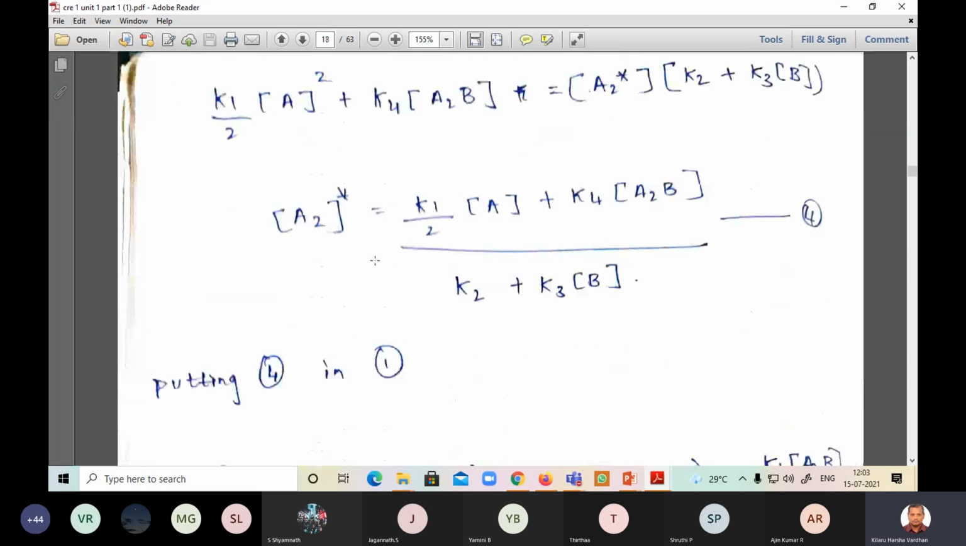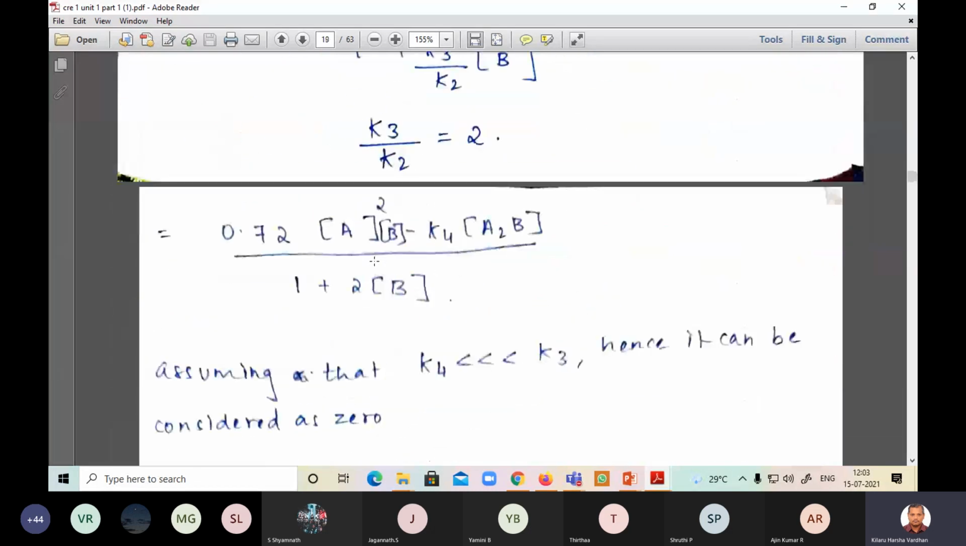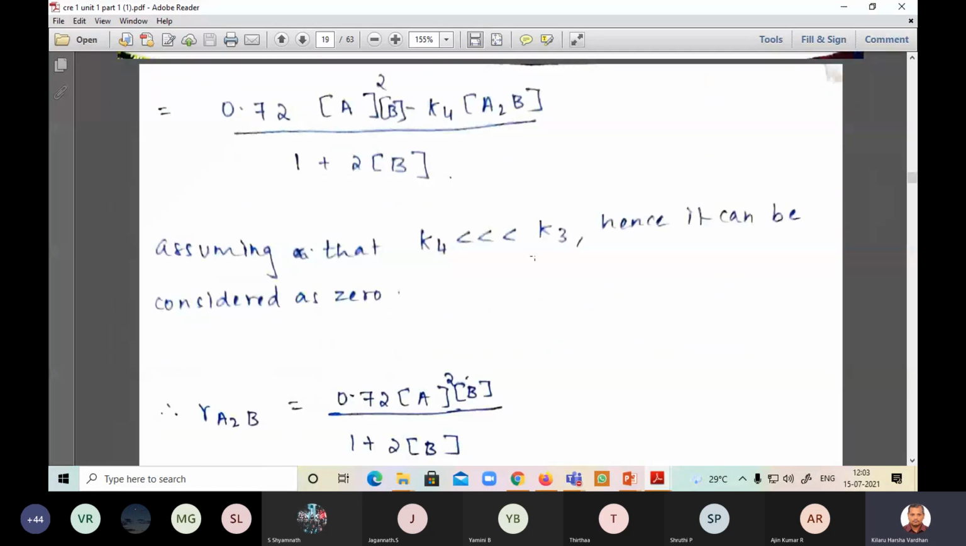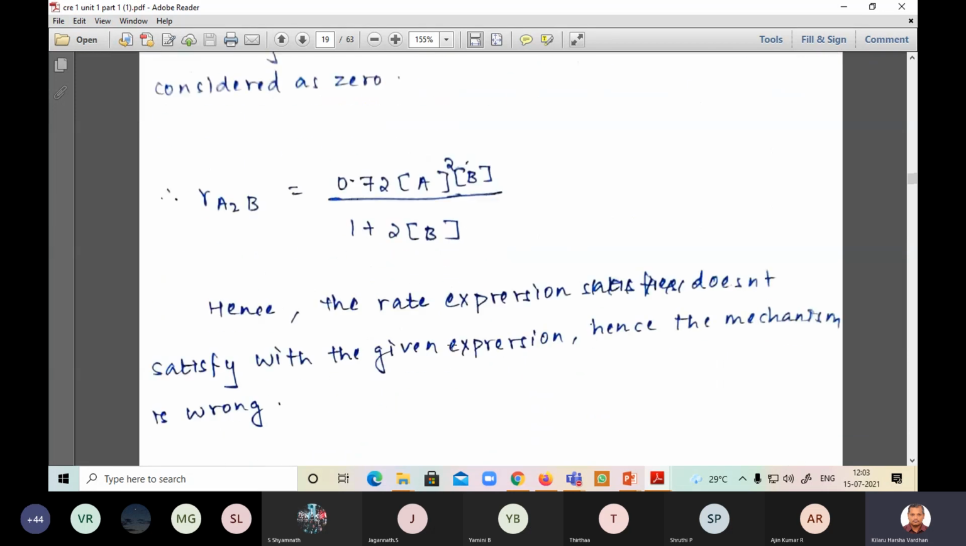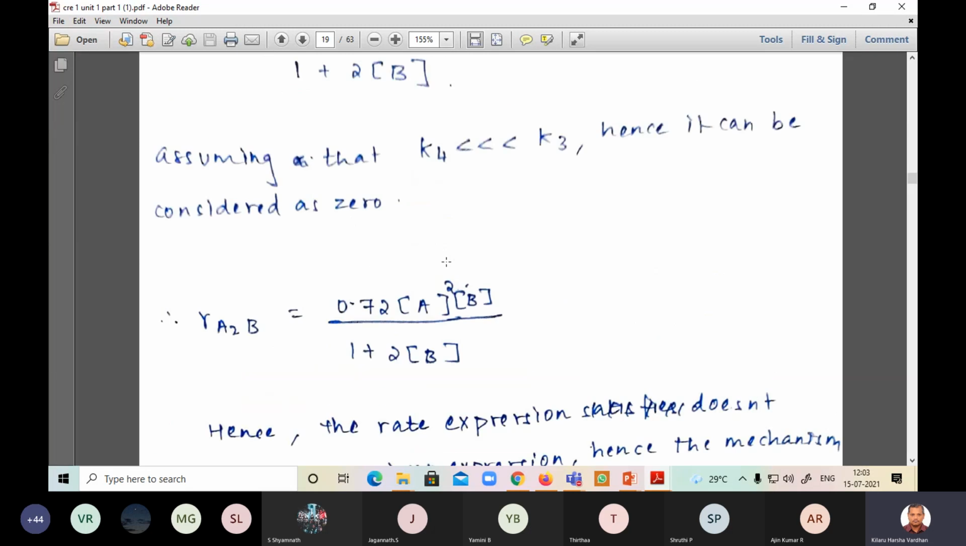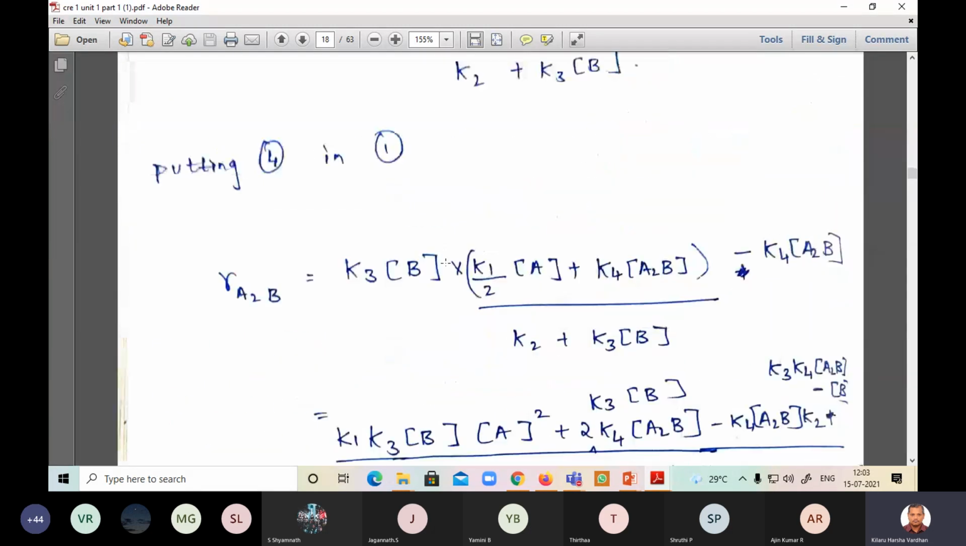If you make that assumption, K4 is much smaller than K3, so it can be considered as 0. So this term will vanish. Therefore, you get 0.72 A square B divided by 1 plus 2B. Is this the same expression he is asking? Again, go back and see the denominator. You are getting the same expression, but the denominator should be 2A. But we got 2B.